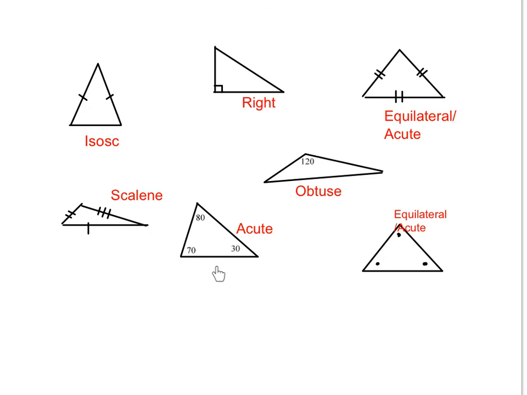This triangle has three acute angles, so it is an acute triangle. It is also scalene because it has three unequal sides. This triangle is obtuse because it has one obtuse angle. And lastly, this triangle right here has equal angles, so therefore it is equilateral and it is an acute triangle.